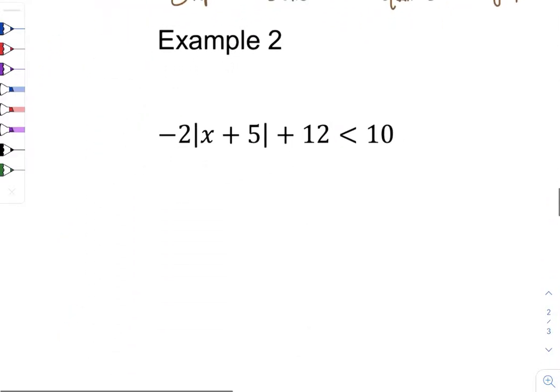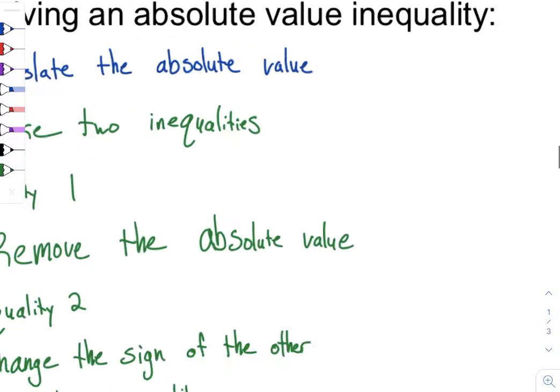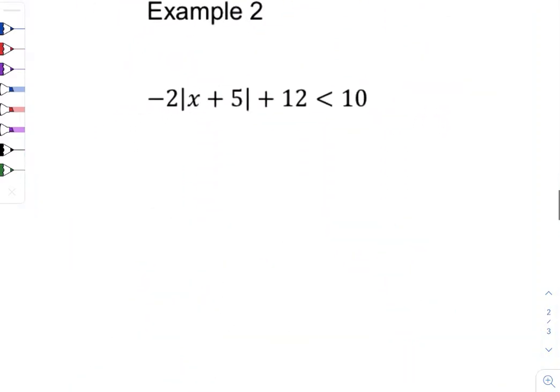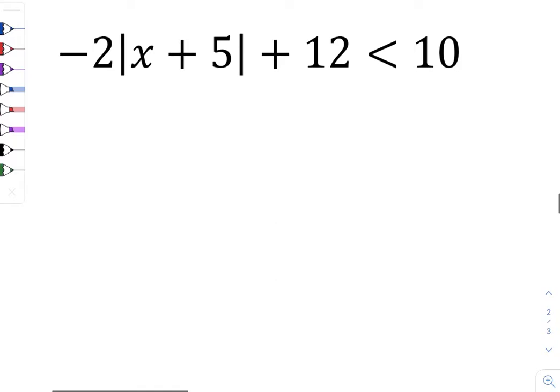All right, so here's our example in this case. What we need to do first is, remember, step 1 is to isolate the absolute value. So what that means is get the absolute value by itself. In this case, that's a two-step process. I need to get rid of the plus 12 that happens after it and the negative 2 that happens in the front. You can do it in either order.